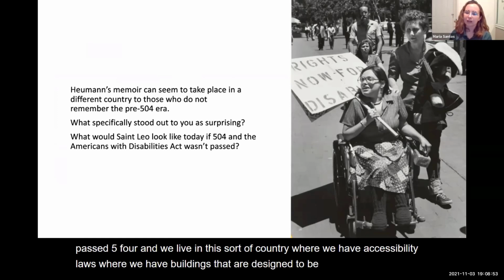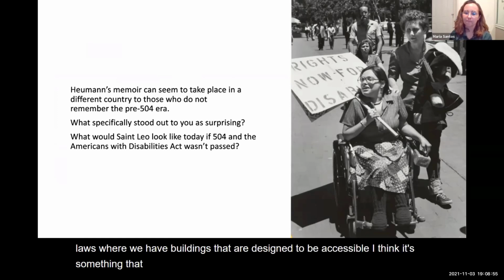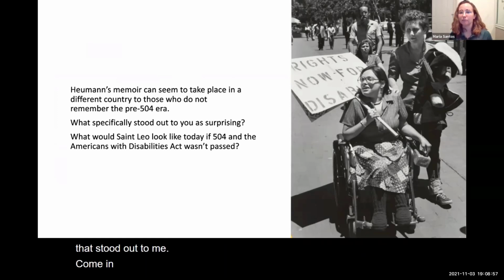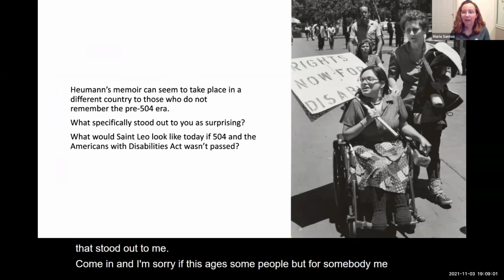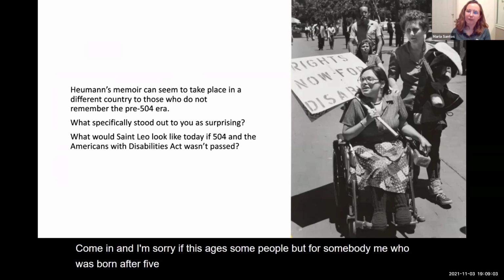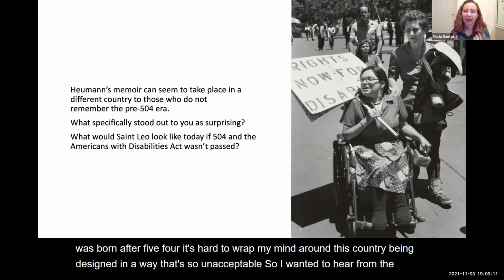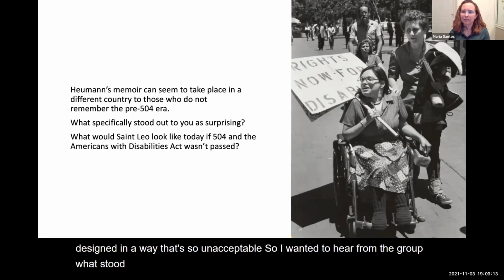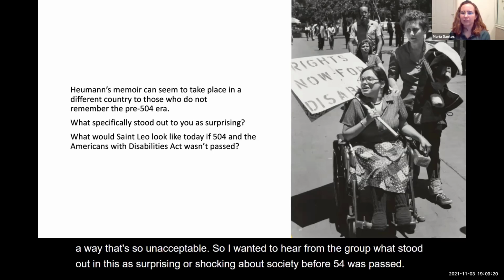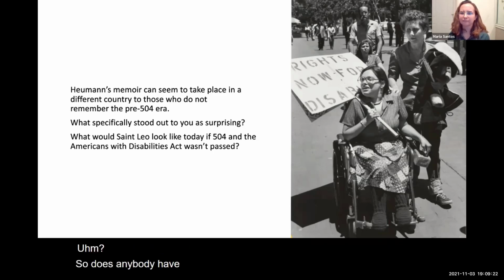I think it's something that stood out to me. And I'm sorry if this ages some people, but for somebody like me who was born after 504, it's hard to wrap my mind around this country being designed in a way that's so inaccessible. So I wanted to hear from the group what stood out as surprising or shocking about society before 504 was passed. Does anybody have any thoughts about that?